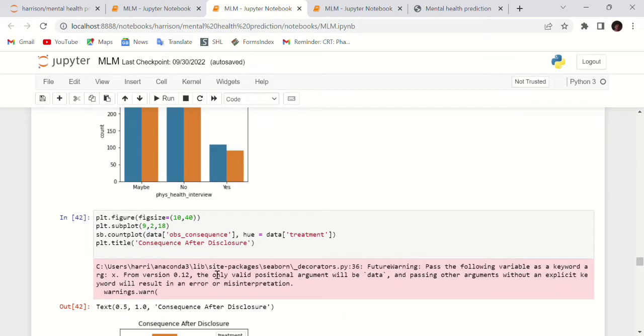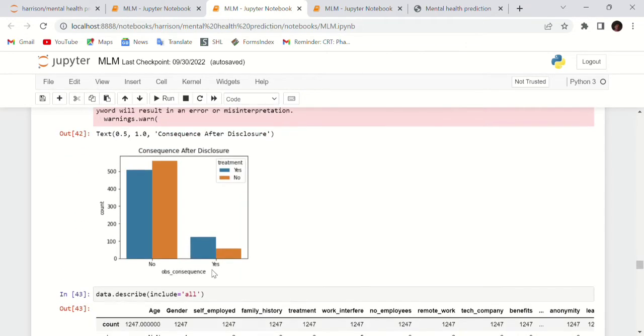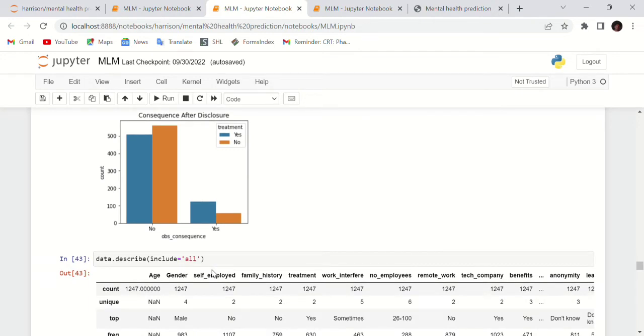The consequence after disclosure and treatment. We observe that the majority of people have not faced any negative consequences after discussing their mental health conditions in their workspace.